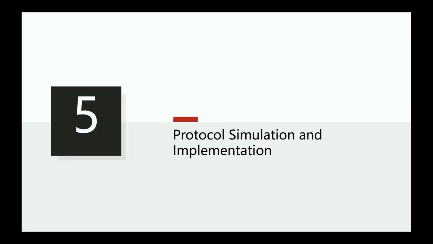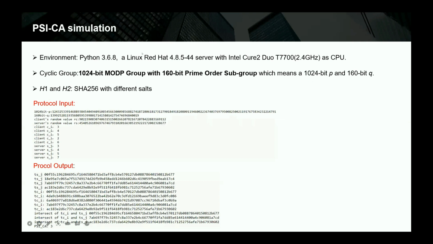The fifth section of this presentation is the simulation of the protocol and the implementation. The first one is the PSI-CA protocol simulation. We use Python and a Linux Red Hat server to do the simulation. These are the parameters of the chosen cyclic group and the two hash functions H1 and H2.